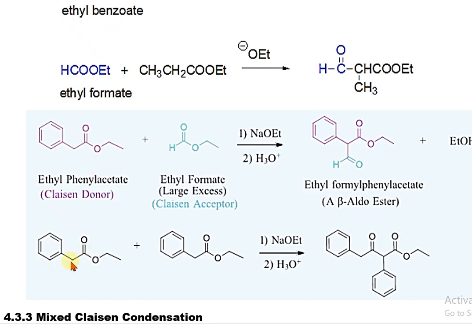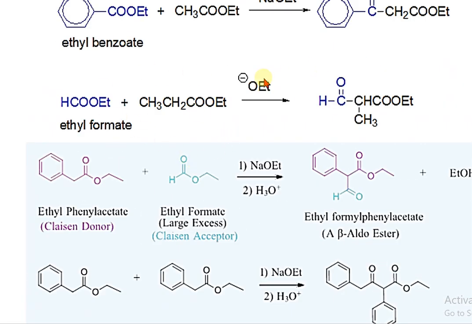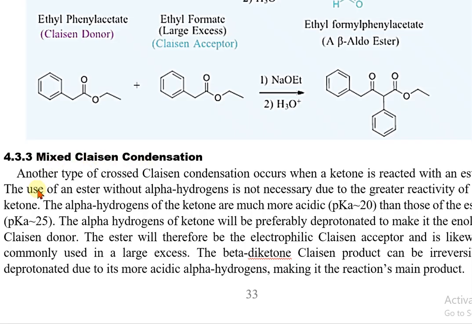Again, here both of them have alpha hydrogen. This is the normal Claisen reaction. That was the crossed Claisen condensation. What about the mixed Claisen condensation? Another type of crossed Claisen condensation occurs when a ketone reacts with an ester. This is the second case we talked about: an ester with a non-ester compound, another carbonyl compound. It is called the mixed Claisen condensation.